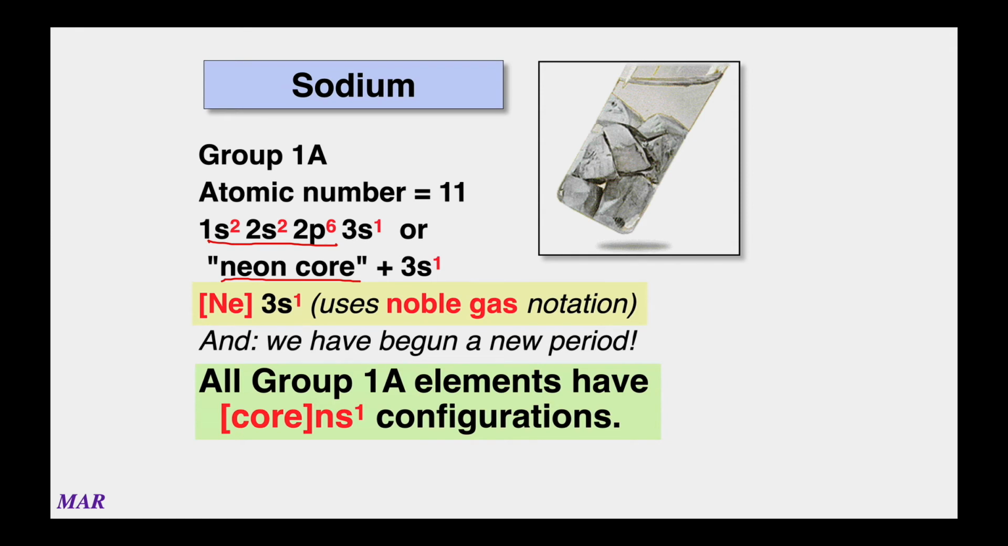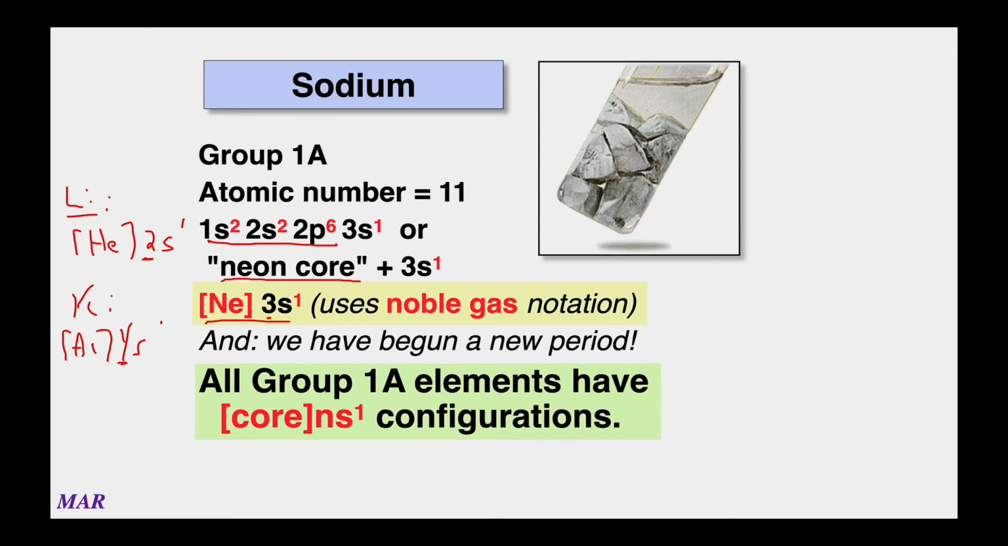Another thing that's interesting, all group 1A elements have a noble gas core ns1 configuration. We saw lithium earlier was 1s2, 2s1. So lithium is really like a helium core with 2s1 configuration, and you can see here how sodium is a neon core 3s1. Potassium, right below it, is argon 4s1. So notice how n is changing. 2, 3, 4. That number comes from the period number. If you look just to the left, that's the n number.